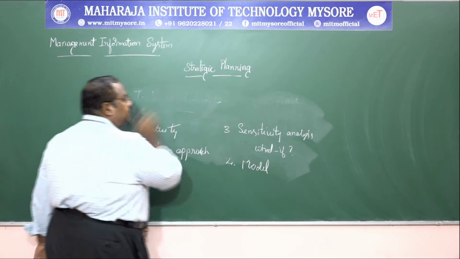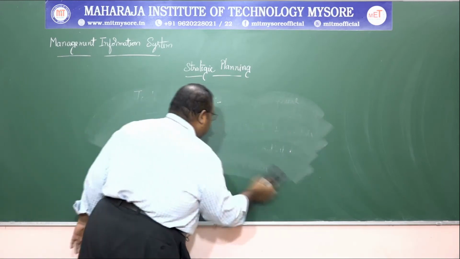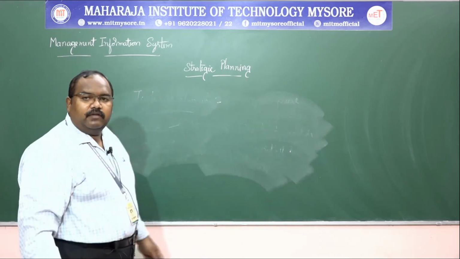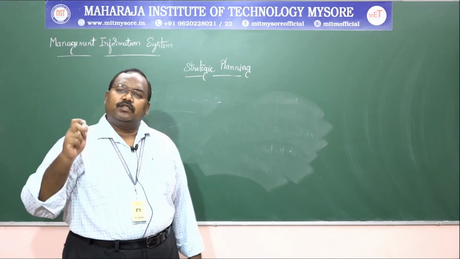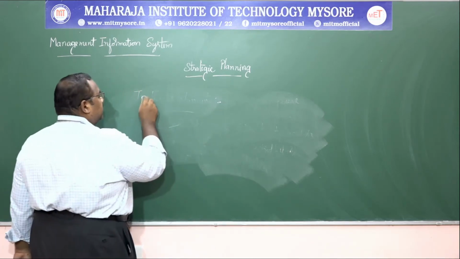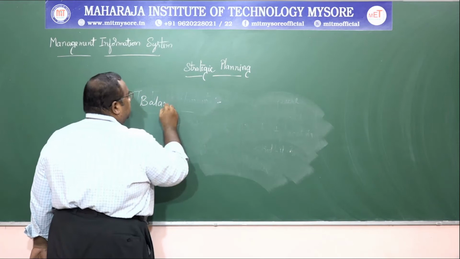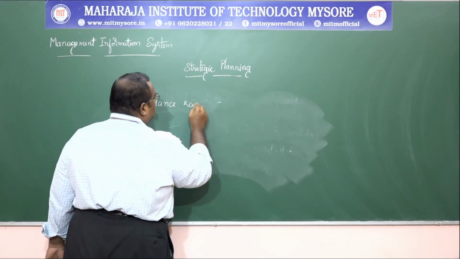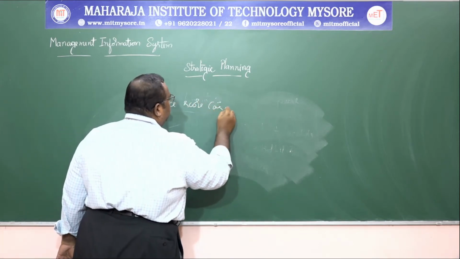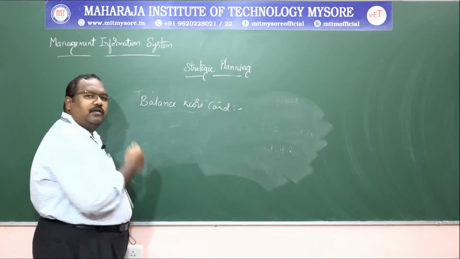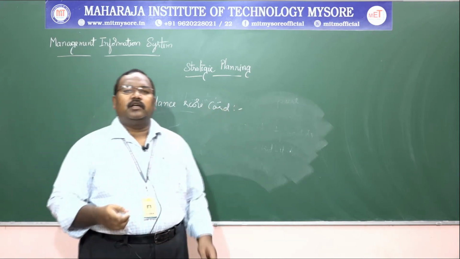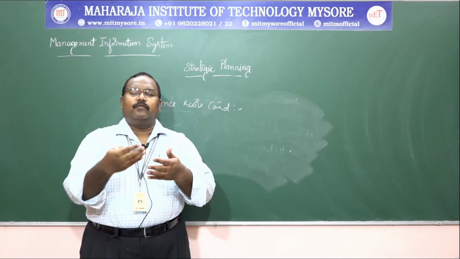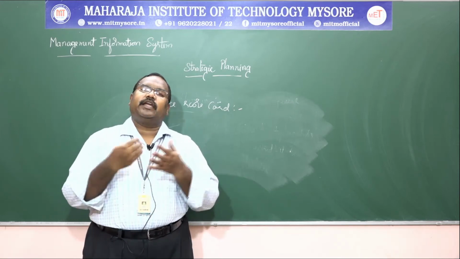Next, the next concept was called a balanced scorecard. The best example, before talking about the balanced scorecard, we can look into the scorecard, which most of you are aware of as the cricket scorecard.